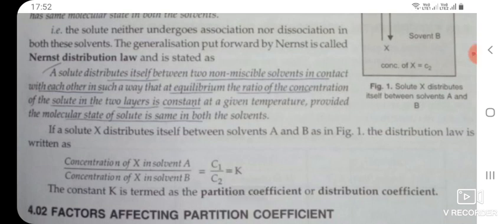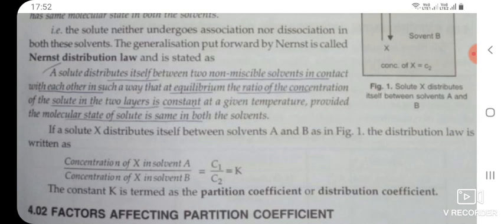two non-miscible solvents in contact with each other in such a way that at equilibrium, the ratio of the concentration of the solute in the two layers is constant at a given temperature, provided the molecular state of solute is same in both the solvents.